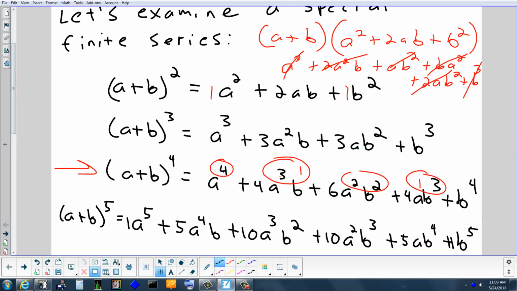What else? How about the number of terms that you get when you expand it out? Anyone see a pattern there? Yeah, Jayden? So is that number plus 1? Yep, you always get n plus 1 terms, where n is the power. So if you cube, you're going to get 4 terms. If you square, you're going to get 3.